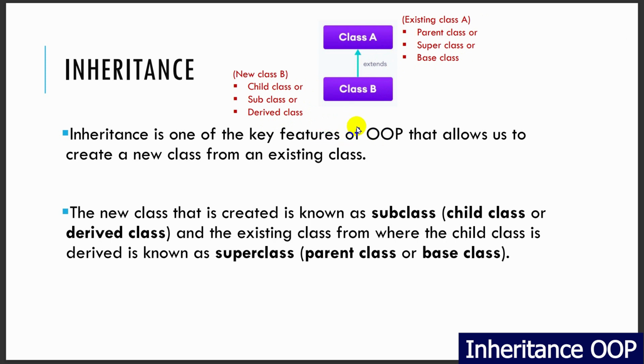So the rule is that whatever we have in class A, we can use in class B if it is not private. The private access modifier can only be used within its own class. So class B can use everything from class A, variables, methods, and constructors, but only if they are not private.